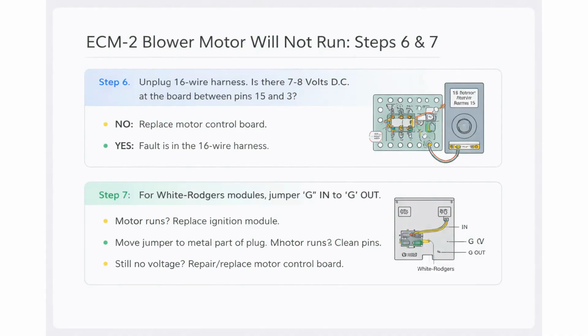Step 6 helps isolate the control board from the harness. Unplug the 16-wire harness and check for 7 to 8 volts DC directly at the board's pins 15 and 3. If the voltage is missing, the board is bad. If it's present, your harness is faulty. Finally, step 7 addresses systems with White Rogers ignition modules. By jumping G in to G out, you bypass the module. If the motor suddenly runs, the ignition module has failed. If it only runs when you adjust the jumper to the metal pins, you likely just have a dirty connection.